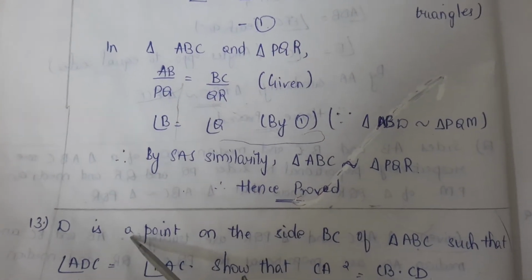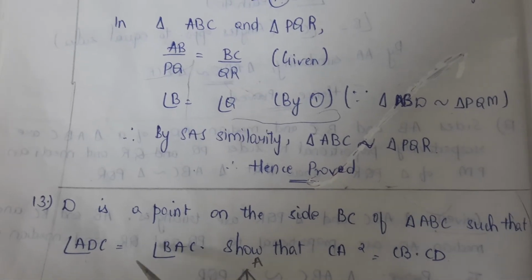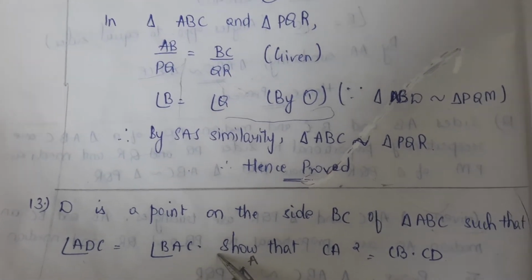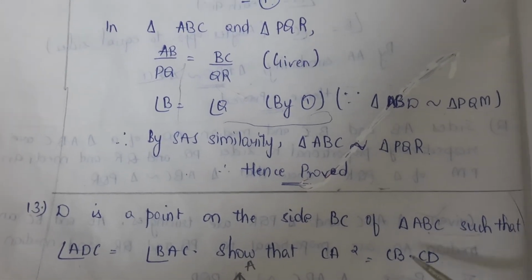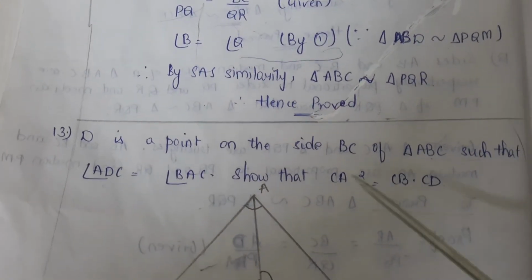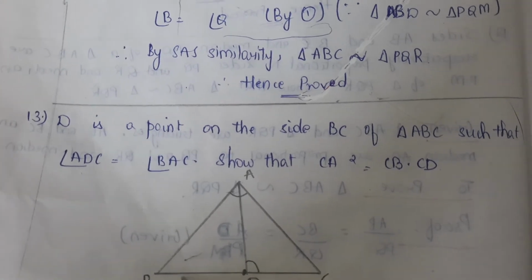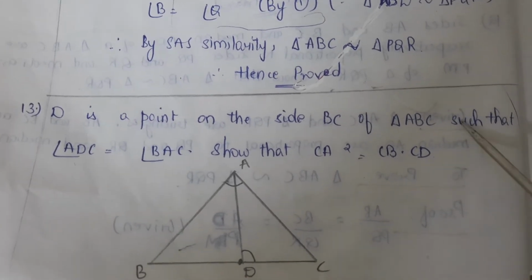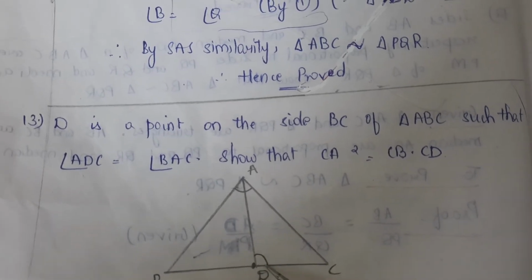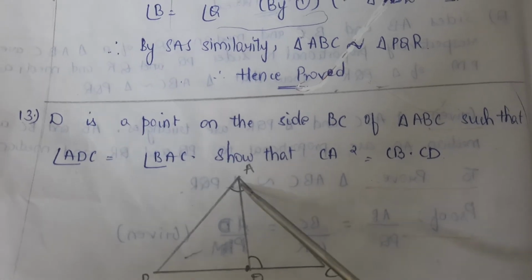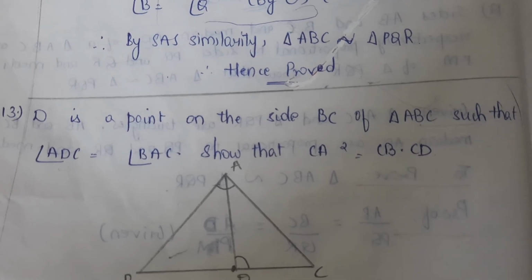The next, 13th question is: D is a point on the side BC of triangle ABC such that angle ADC is equal to angle BAC. Show that CA square is equal to CB into CD. Dot means it is into. Now here we have taken D as a point on the side BC. We have drawn a triangle ABC. D is a point on the side BC. Now here it is given angle ADC is equal to angle BAC. These two angles are equal. We have to prove CA square is equal to CB into CD.